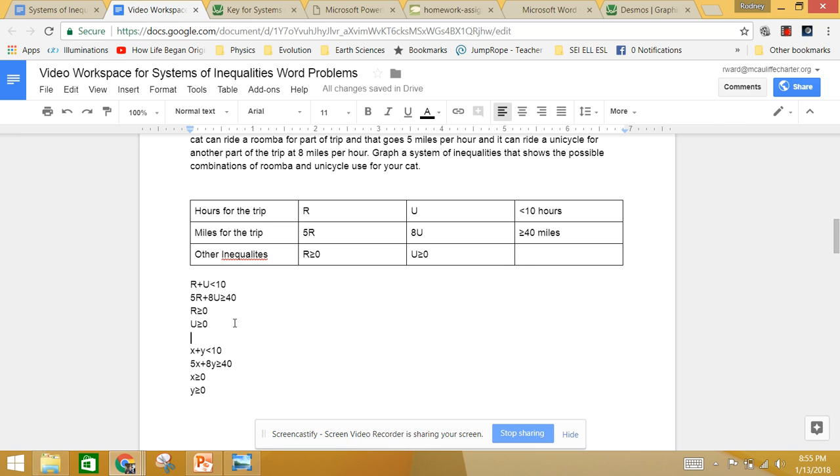And there I have my inequalities in a form that'll work for Desmos. So these two are really simple. If x is greater than or equal to 0 and y is greater than or equal to 0, then I'm dealing with the first quadrant of my graph. So let's go over into Desmos.